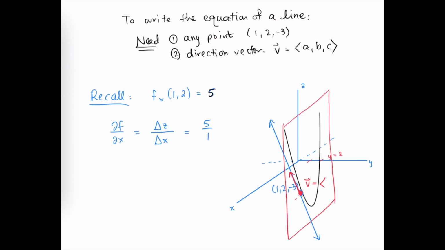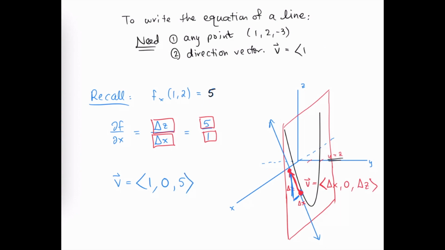And the direction vector can be determined by the change in x and the change in z, getting me from the initial point of this vector to the terminal point of this vector. So the vector can be expressed as that change in x. There's no change in y since we're in this constant y plane, and then there's also a change in z. The partial derivative actually gives us that change in z, and the change in x can be used to find the direction vector. So in this case, a vector in the direction of this tangent line is <1, 0, 5>. 1 is the distance that we traveled in the direction of x, there was no change in the direction of y, and 5 was the distance that was traveled in the direction of z. This is the direction vector that can be used to help us write the equation of this tangent line.